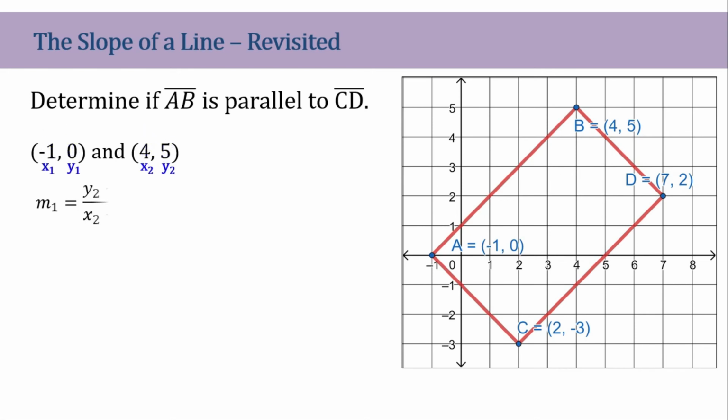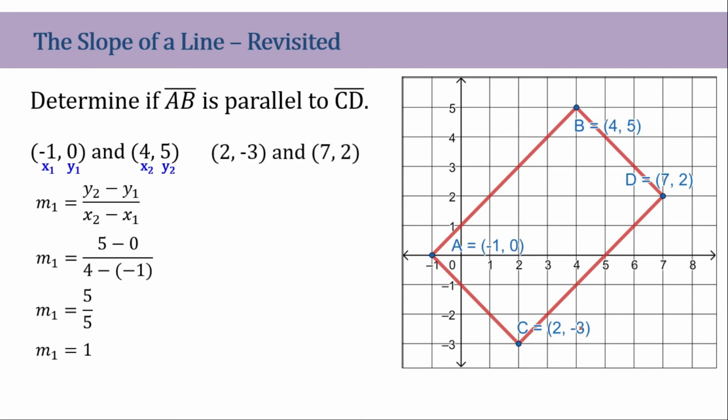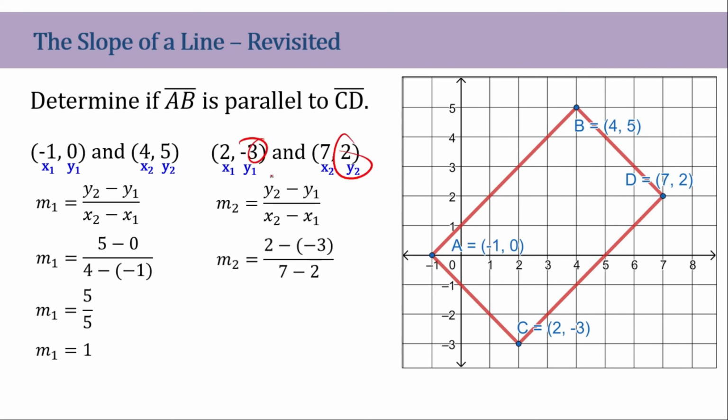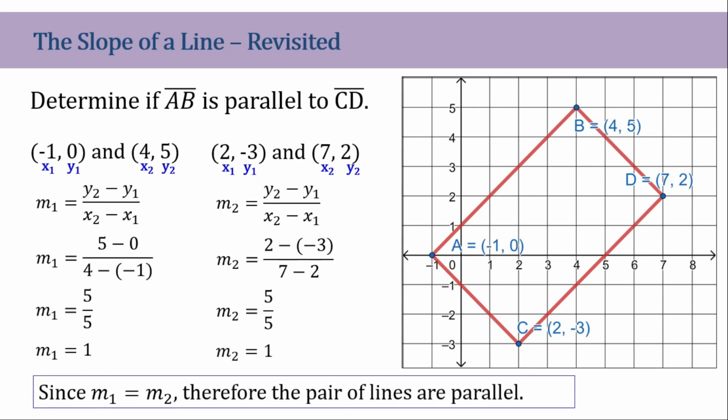Let's find the slope of this one. Let's use the formula 5 minus 0 all over 4 minus negative 1. That is 5 over 5, or 1. Now the other line CD contains the points 2, negative 3, and 7, 2. Now let's check the slope of this line. So the slope of line 2 is equivalent to 2 minus negative 3 all over 7 minus 2. That gives us 5 over 5, and that gives us 1. So since the slope of line 1 is equal to the slope of line 2, therefore the pair of lines are parallel to each other.